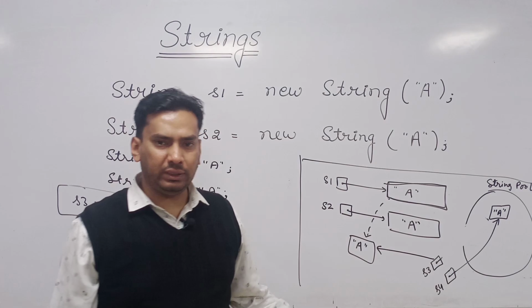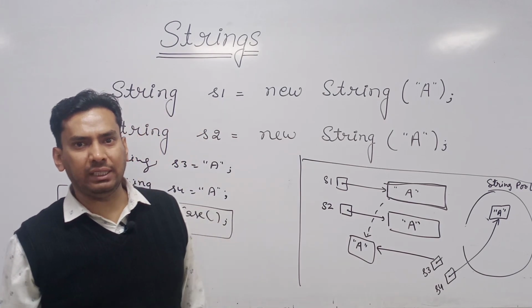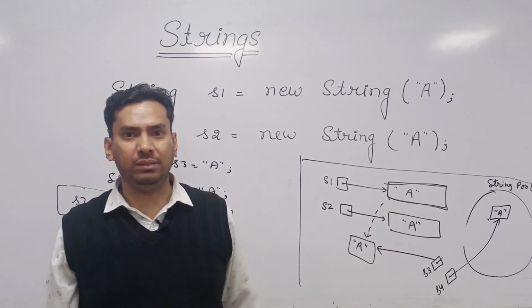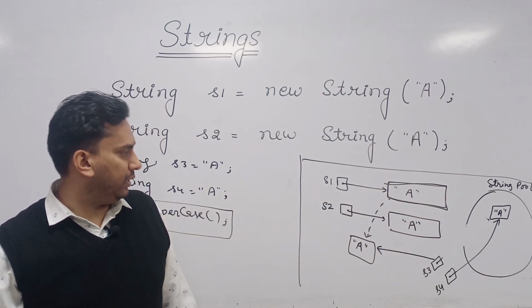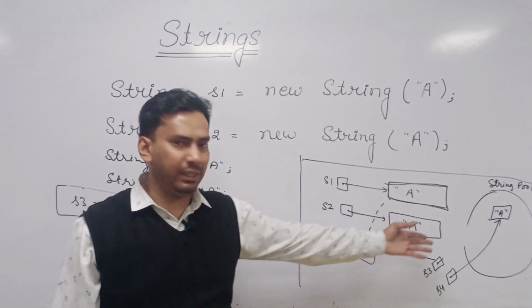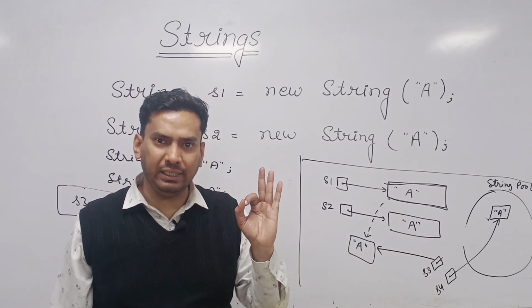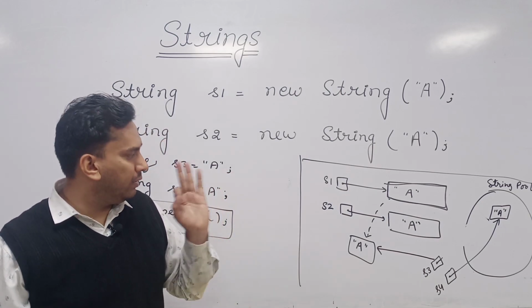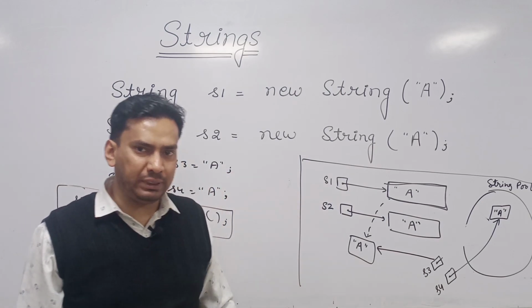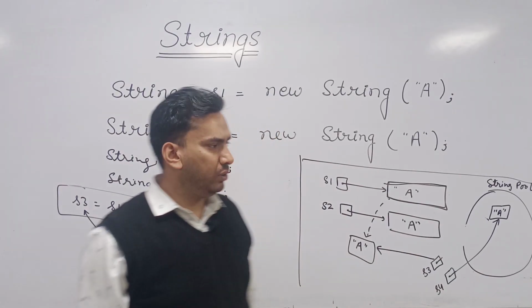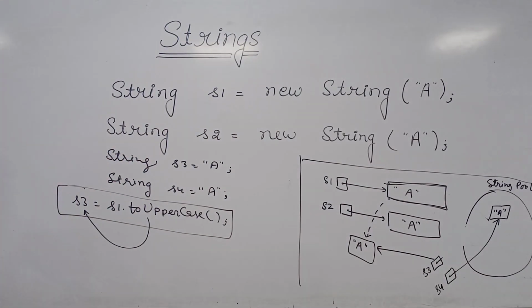Now the question is very easy. How many objects are eligible for garbage collection? You check how many objects are not referred to by any of the reference variables. All the objects are referred to by reference variables. It means 0 objects are eligible for garbage collection. Second thing is how many objects are present in the memory? 1, 2, 3 and 4. So no objects are eligible for garbage collection.